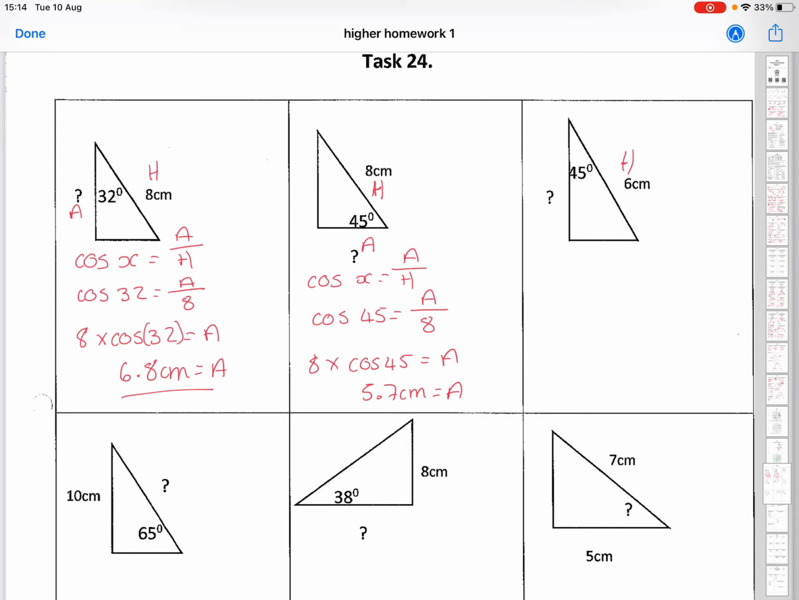Next one, we've got 45. We've got our hypotenuse, which is 6 centimetres. Haven't got the length next to it, so that's adjacent.